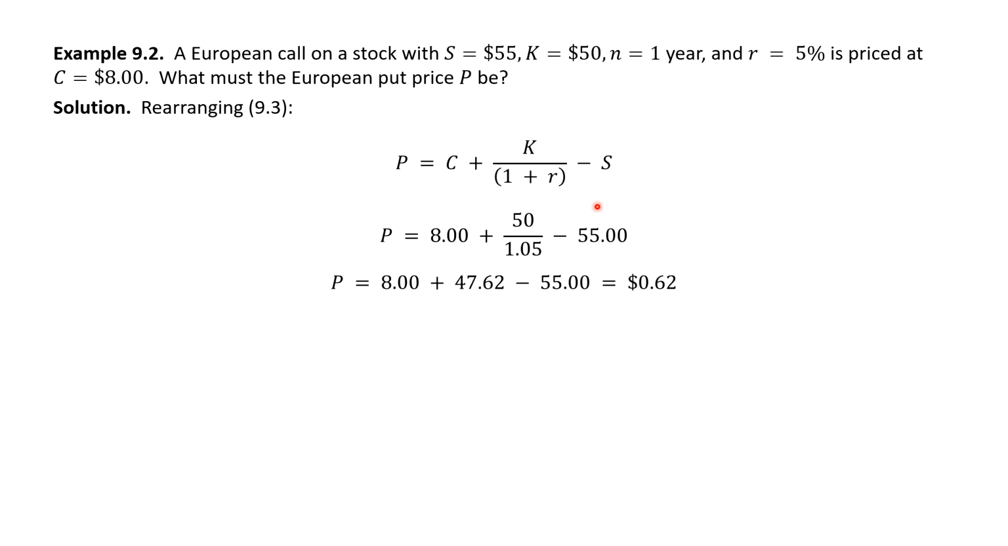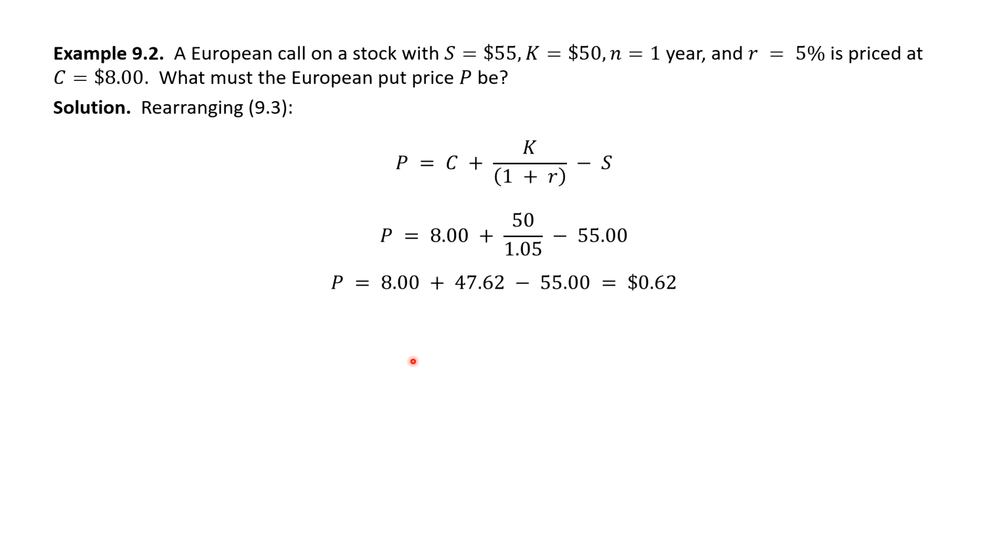So we use our formula, we just rearrange it slightly, taking everything on one side except for the price of the put. Then we put in all the numbers we were given, and we get 62 cents.